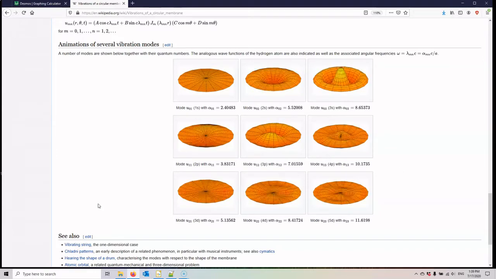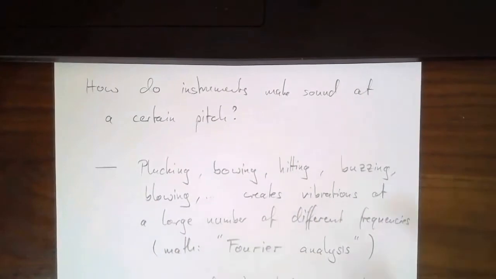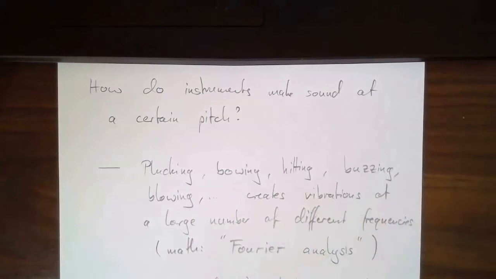But it also comes down to standing waves. Okay, so let's summarize. How do instruments make sound at a particular pitch? Plucking, bowing, hitting, buzzing, blowing, whatever you do to the instrument, that creates vibrations, but not at a particular frequency. It creates vibrations at all frequencies of the string, or of the air in your air column, say in an organ pipe or in your trombone.